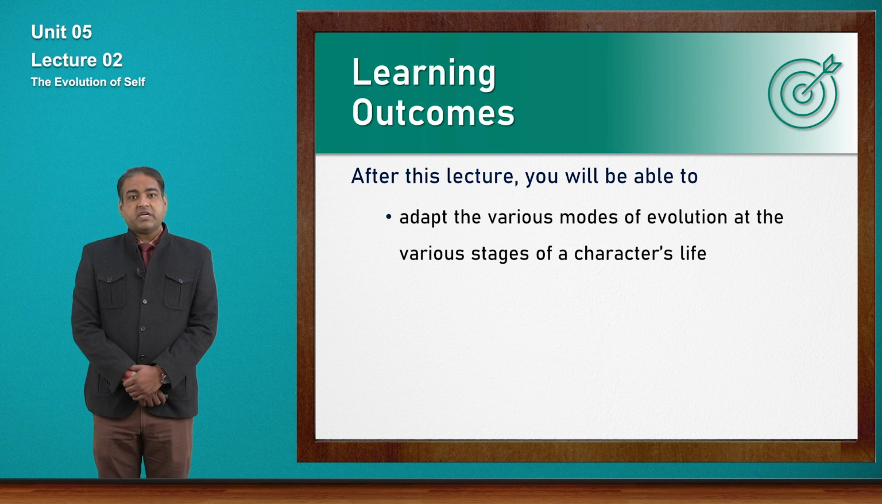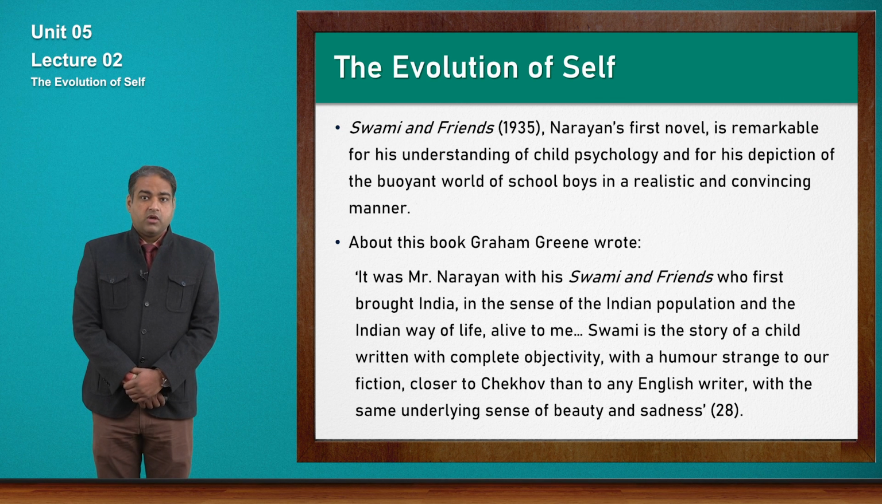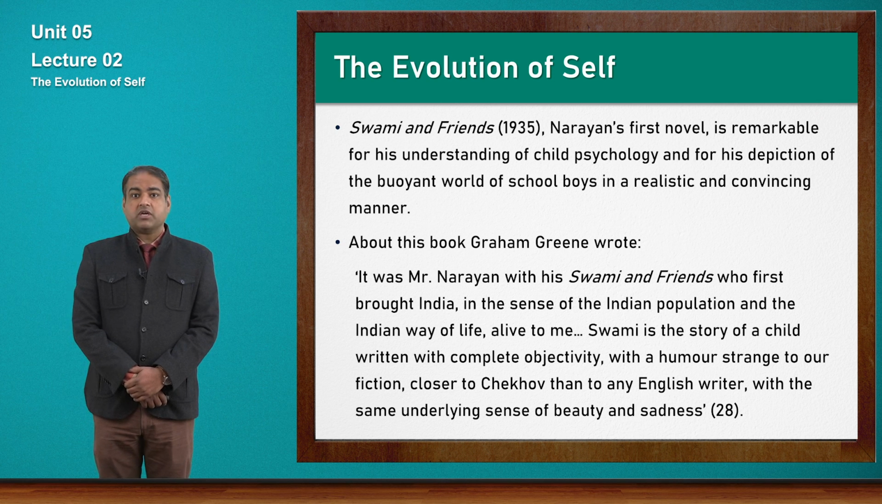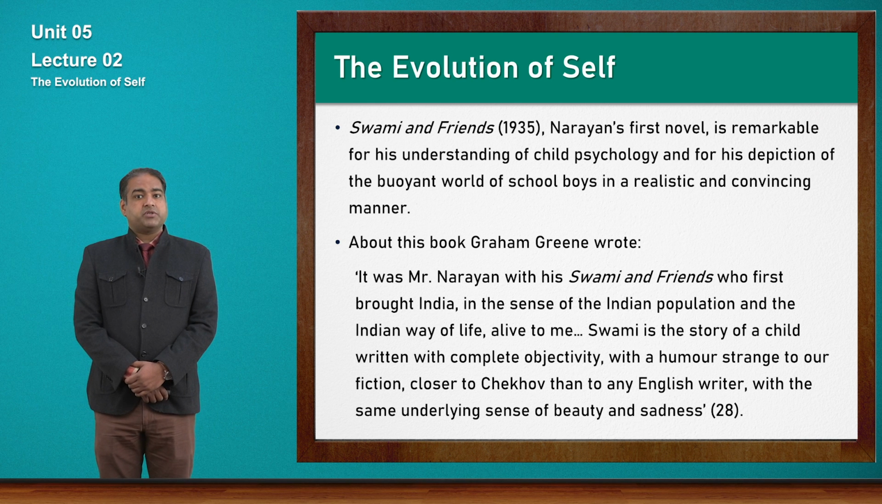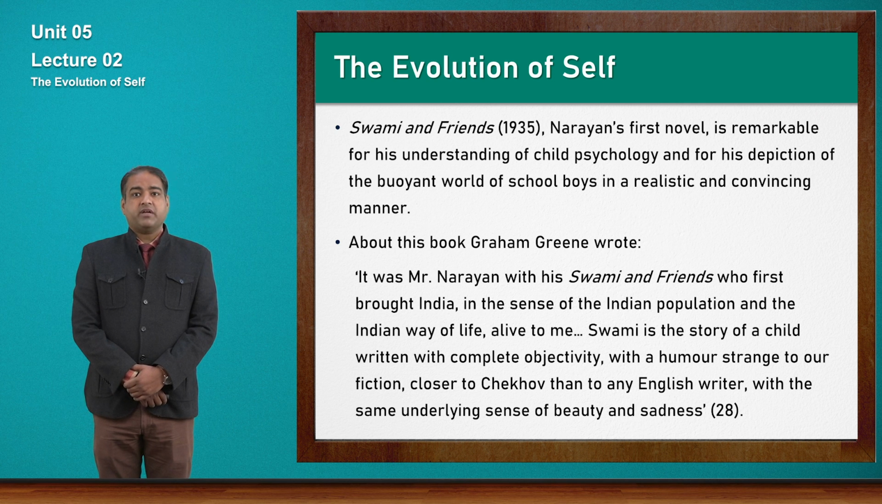Let us start the discussion on this seminal text, Swami and Friends. Narayan's first novel is remarkable for his understanding of child psychology, for his depiction of the buoyant world of schoolboys in a realistic and convincing manner. Friends, if you read this text, you will not believe that this was the first novel of R.K. Narayan. You may think that the writer must be a very matured, very evolved writer, but this is not the case. R.K. Narayan has shown his excellence in ideas, images and symbols, and in the English language with the notions which he has adapted and presented in this novel, Swami and Friends.